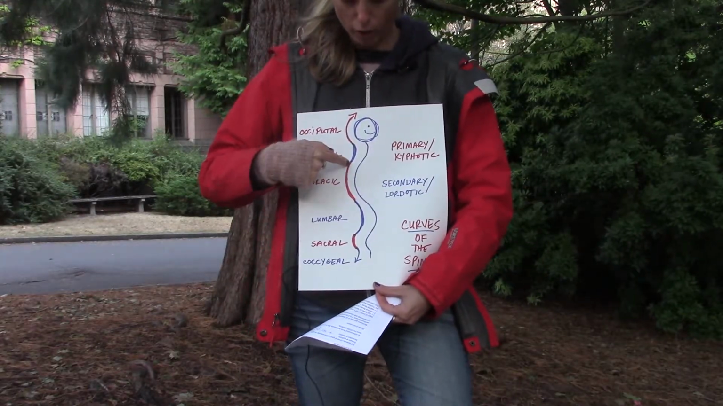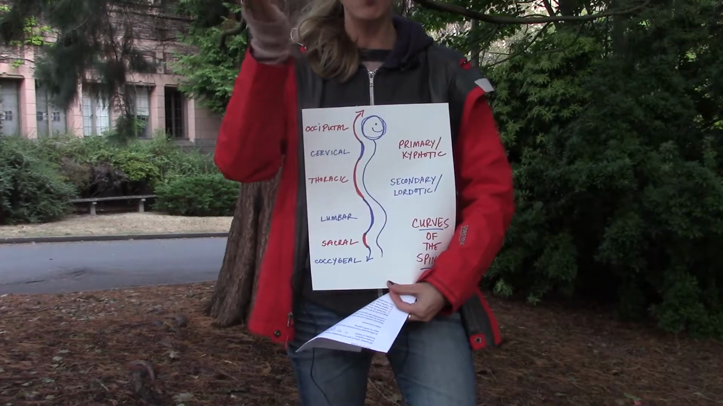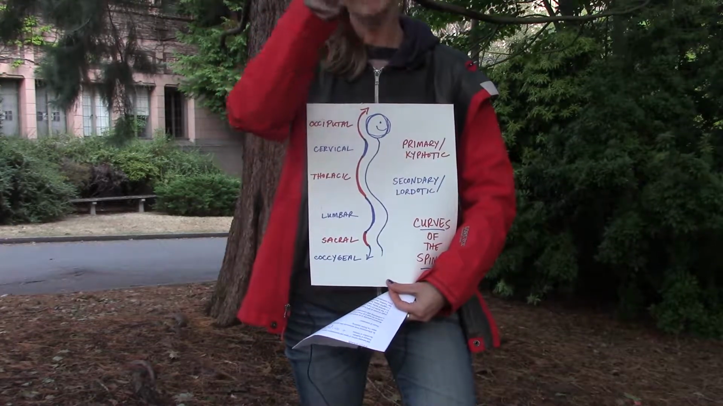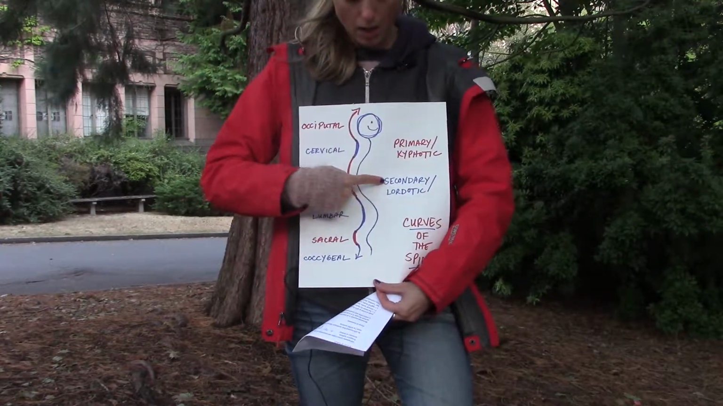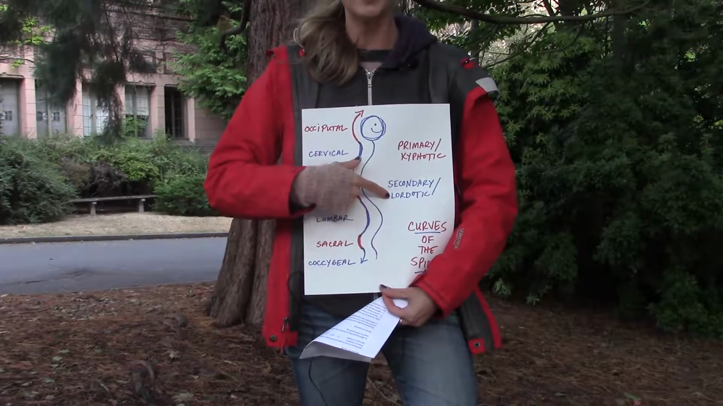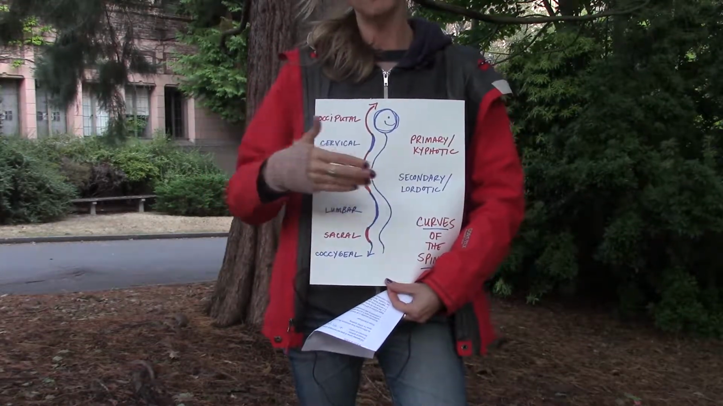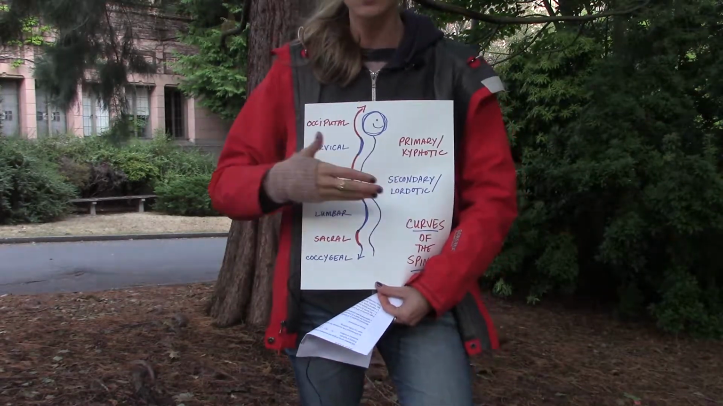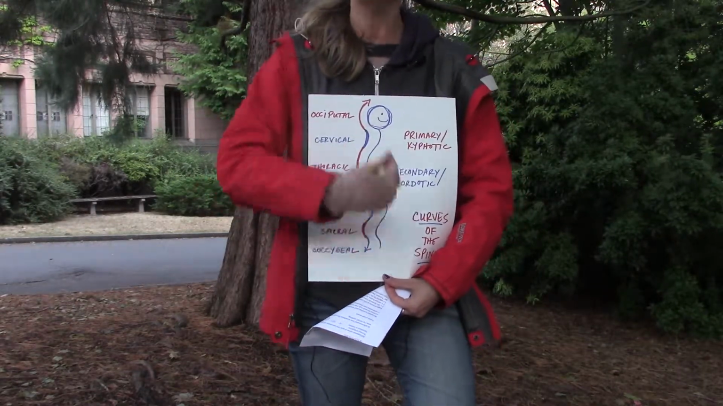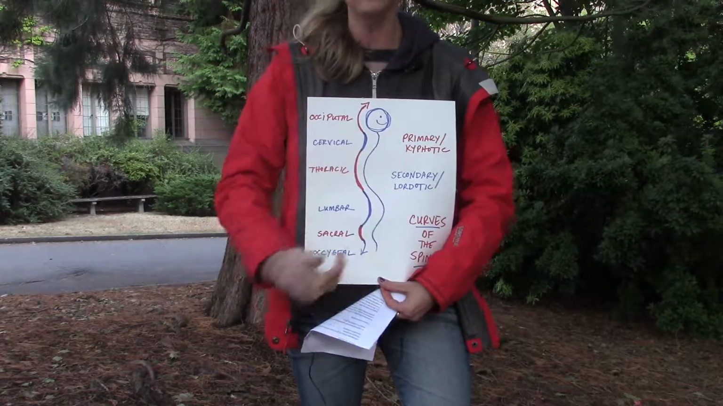The secondary curves are the ones that curve towards the front, or they're also called lordotic. So someone with a sway back, another word for sway back is lordosis. In other words, an excessive lordotic curve or an excessive secondary curve.